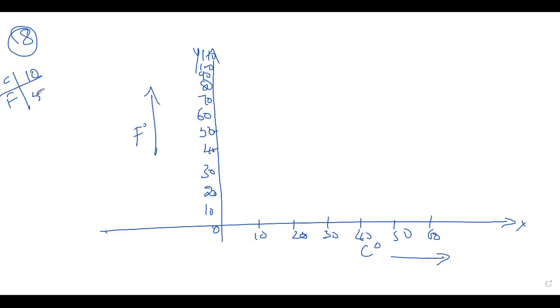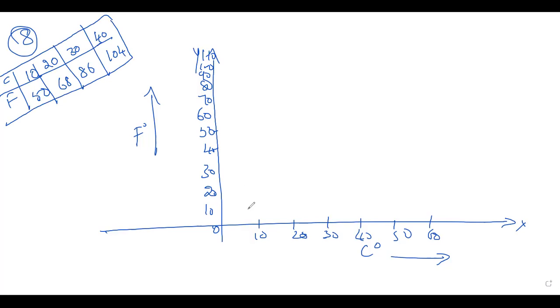10, 50, 20, 68, 30, 86, 40, 104. Okay, now represent these points on the graph. When Celsius is 10 degree, then F is 50. Okay, mark it here, children. 10 and 50, and then next one 20, 68.